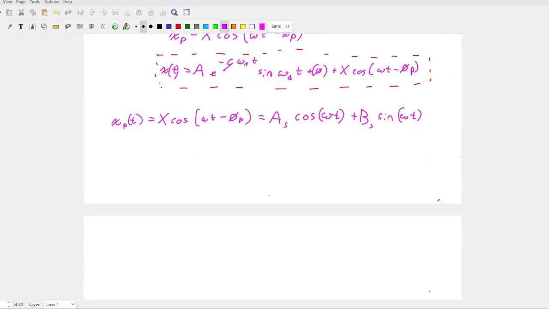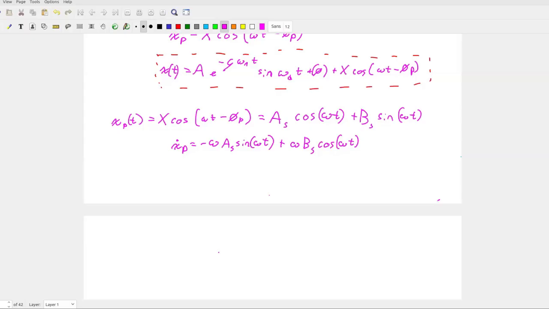Okay, this becomes a little bit easier now. x dot of p is equal to, if I take the derivative of A s cosine omega t, I'm going to get negative omega capital A subscript s sine omega t, plus the derivative of b s sine omega t. I'm going to get an omega that comes out in front. I don't have a negative, and I still keep my b and s. And now I have a cosine of omega t.